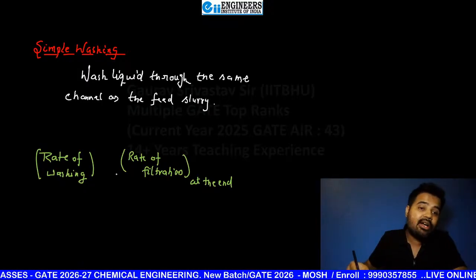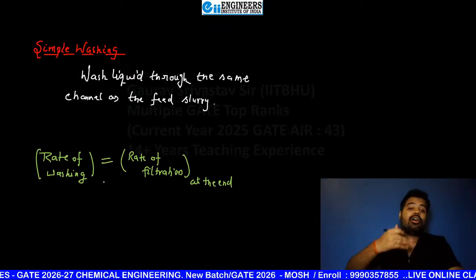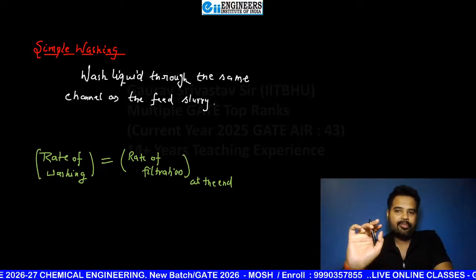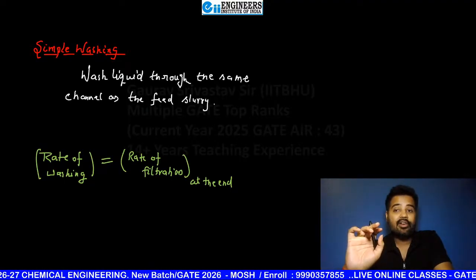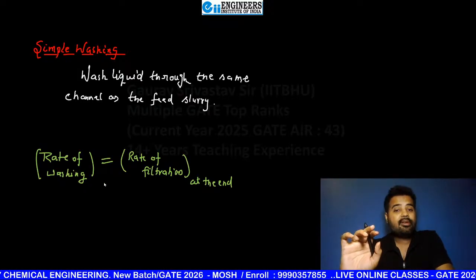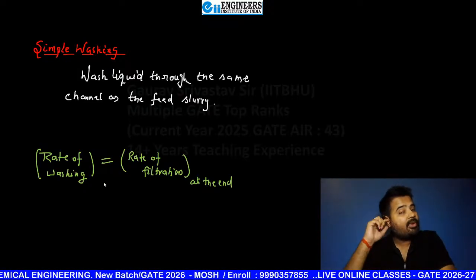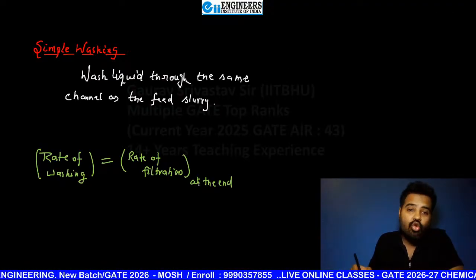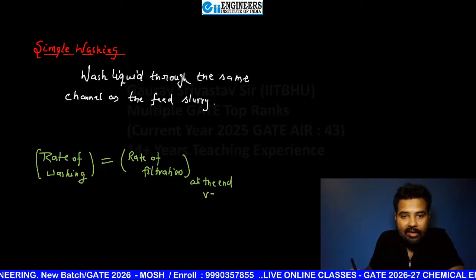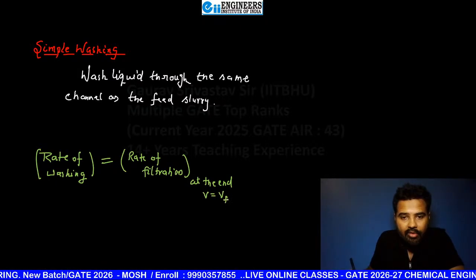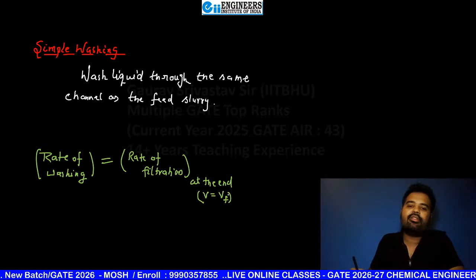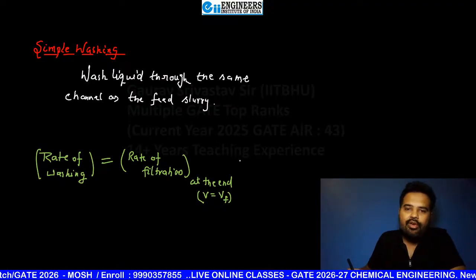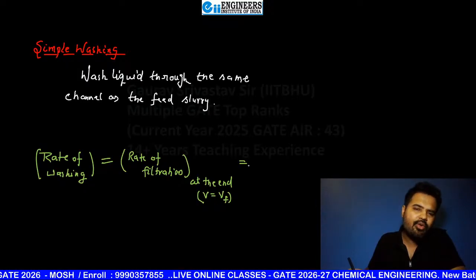Are you getting my words, beta? That's why rate of washing we are going to take equals to rate of filtration at the end of filtration. Is it crystal clear to all of you, beta? So at the end of filtration, you have to check what was the total amount of filtrate collected. That is VF, V final, or VT, V total. So what was the rate of filtration here? Did you remember this rate of filtration?